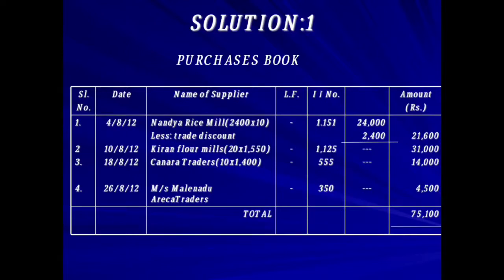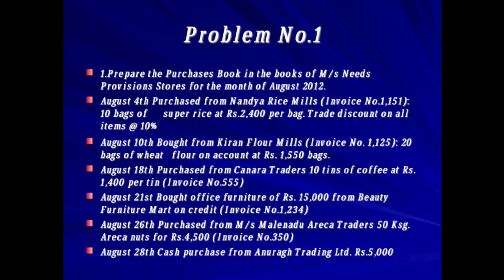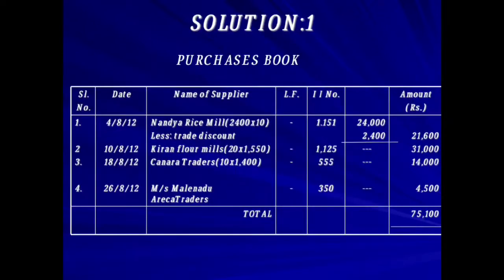The next you have August 18th, okay, purchased from Canara Traders 10 tins of coffee at rupees 1400 per tin, invoice number 555. So from Canara Traders we have purchased, they are the suppliers. 10 tins of coffee we have purchased. Per tin it cost 1400. Okay, so on 18th we have purchased from Canara Traders. So 10 tins of coffee, per tin it cost 1400, invoice 555. Okay, total 14,000.